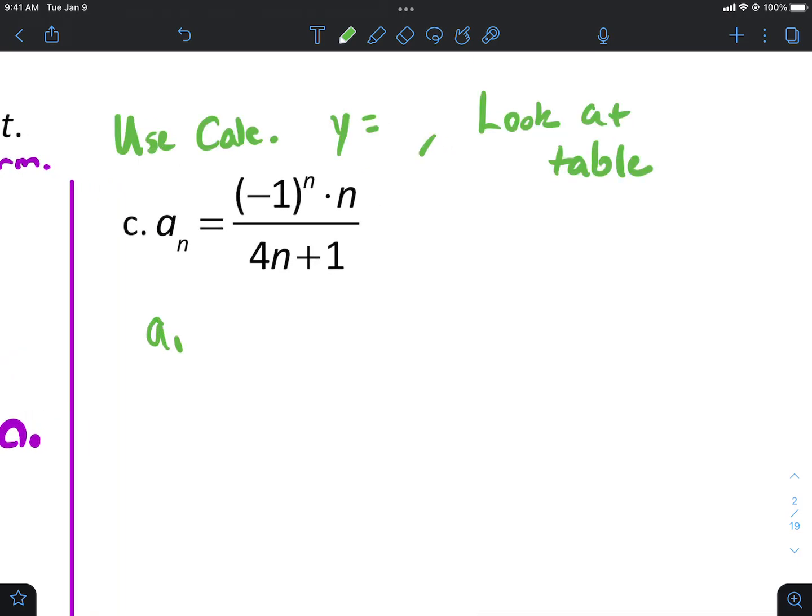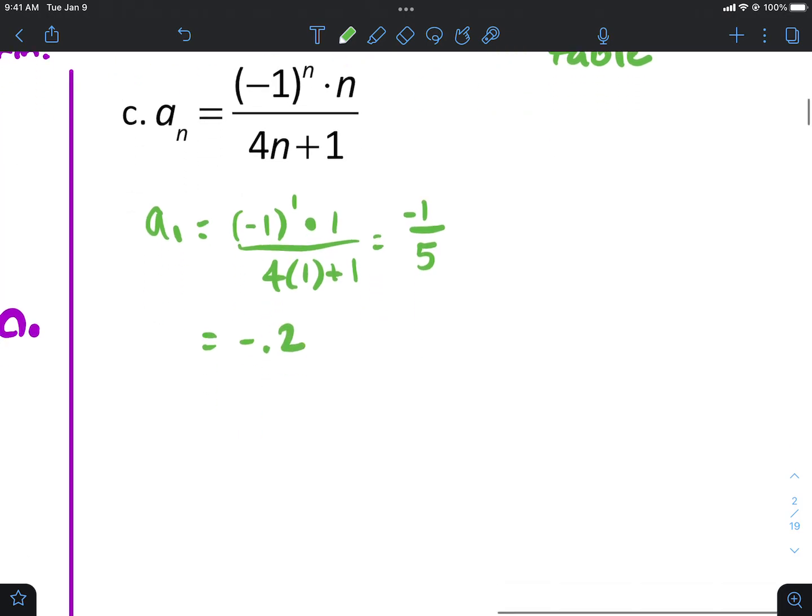So if you plug in 1 right there, you can write it out if you want. I'm not going to do this for every one here, but you'd raise that to 1, you times it by 1, and then you do 4 times 1 plus 1. That'd come out to negative 1 in the numerator, and 5 in the denominator. So we're going to say that is negative 0.2. I'm actually going to use a lot of decimals here. So that's your A1 value.